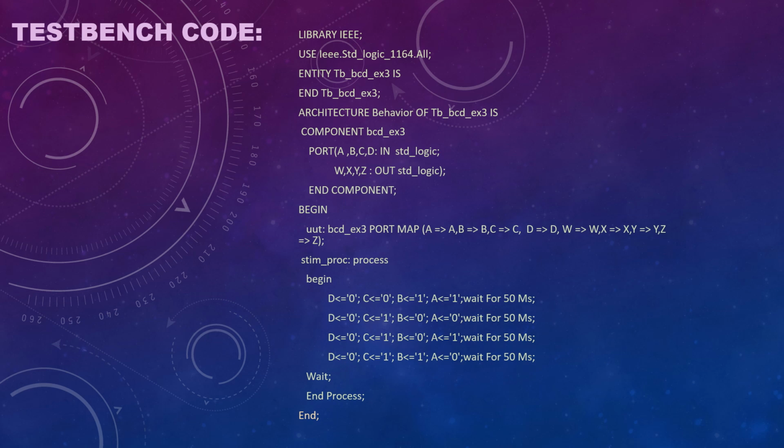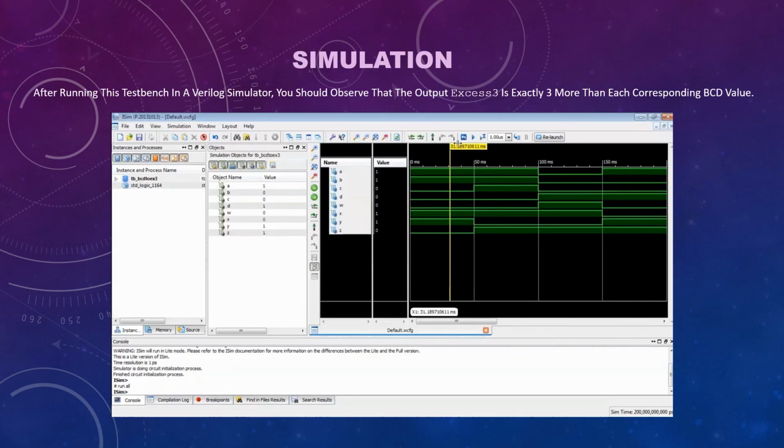Firstly we give D 0, C 0, B 1, A 1, and then wait for 50 nanoseconds. In the waiting time, we also increase it, like 100, 500, like that. Then wait, and end process, and then the whole program. So save the program, and also check the syntax. If there is no error in the syntax check, then we simulate this program.